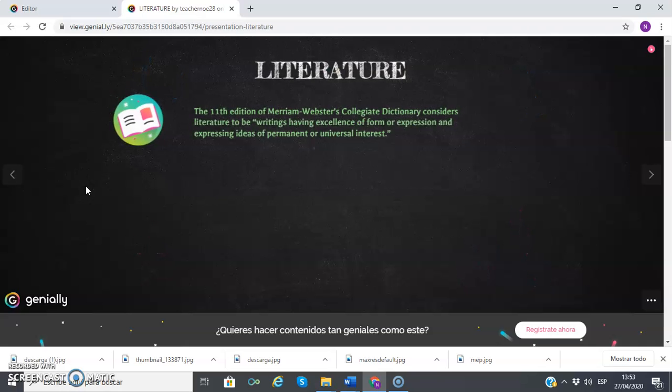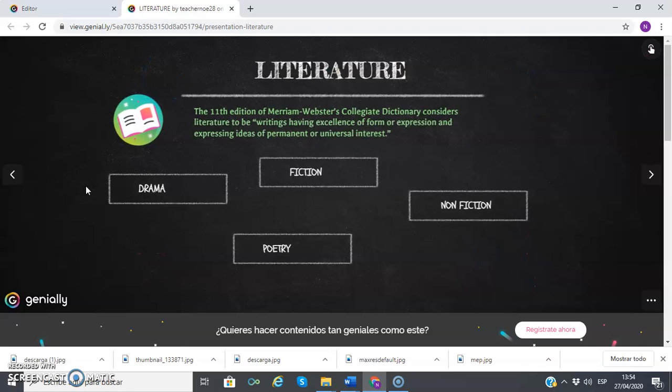Okay, first of all, it is important to clarify what is the meaning of literature. The 11th edition of Merriam-Webster Collegiate Dictionary considers literature to be writings having excellence of form or expression and expressing ideas of permanent or universal interest. In other words, literature is a group of works of art made up of words. Es un grupo de trabajos de arte hechos de palabras.